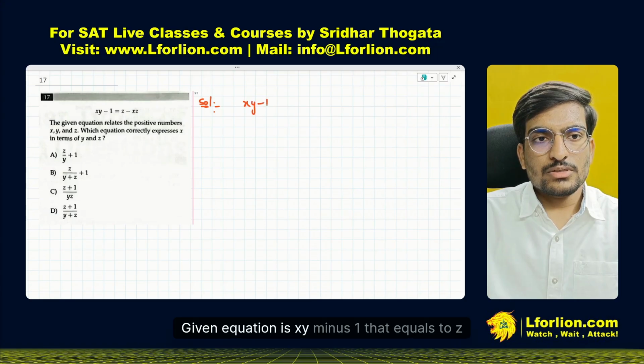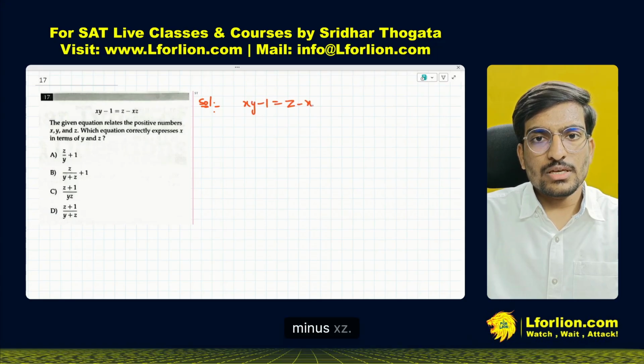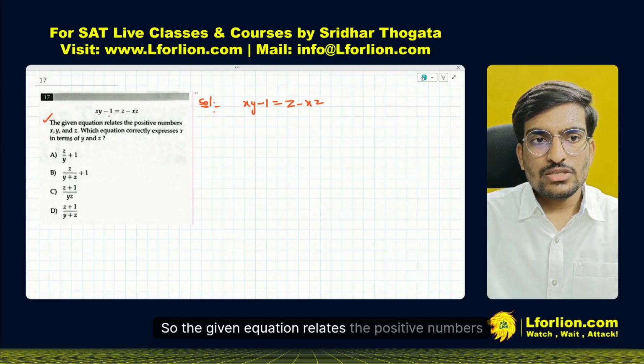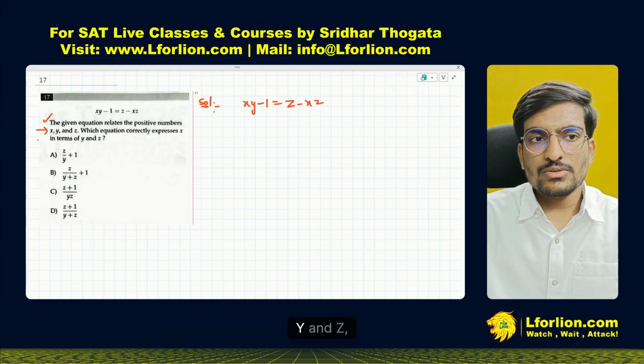The given equation is xy minus 1 equals z minus xz. The given equation relates the positive numbers x, y and z.